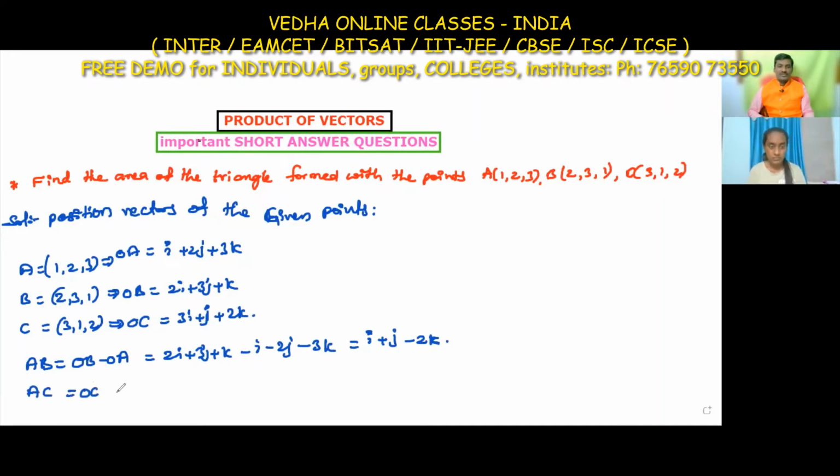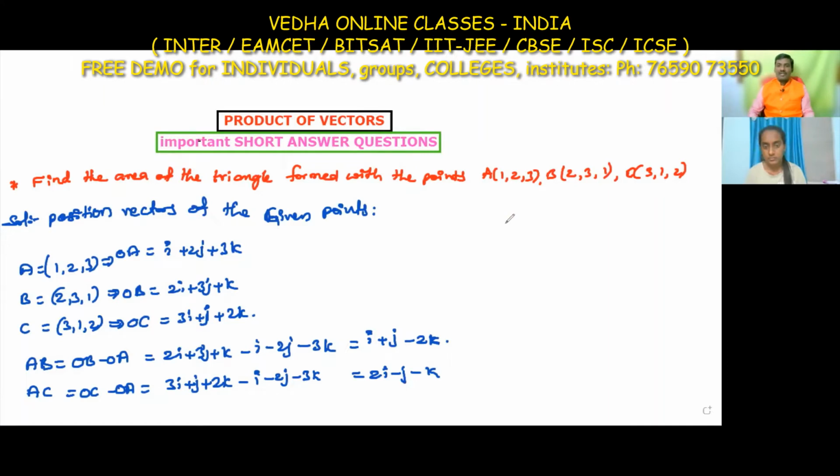And find AC also. AC means OC minus OA. OC is 3i plus j plus 2k minus i minus 2j minus 3k. So 3i minus i is 2i, j minus 2j is minus j, 2k minus 3k is minus k. Now we got the AB value and AC value.